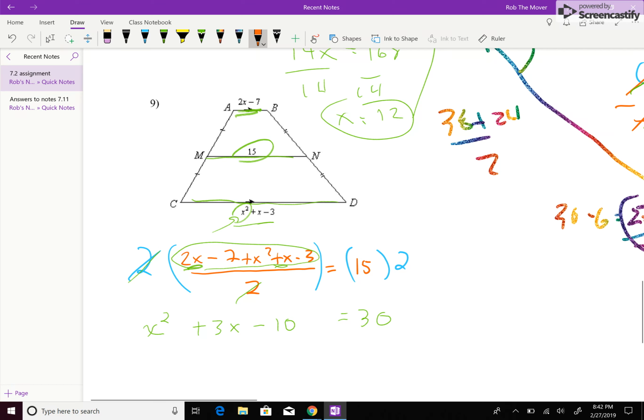Now, I've got a quadratic. A lot of you struggle on this part right here, right? This is the part where you struggle. You've got a quadratic, you forget what to do. This is obviously going to turn into a factoring situation, so you want to get everything equal to 0.